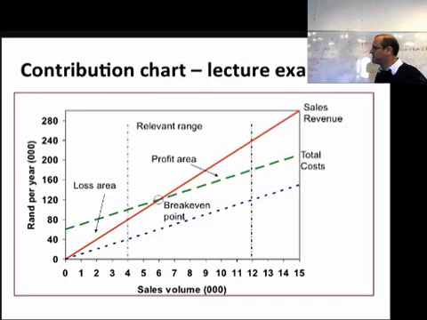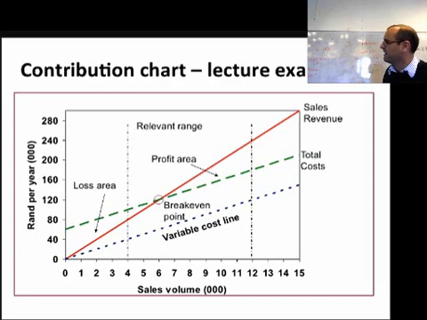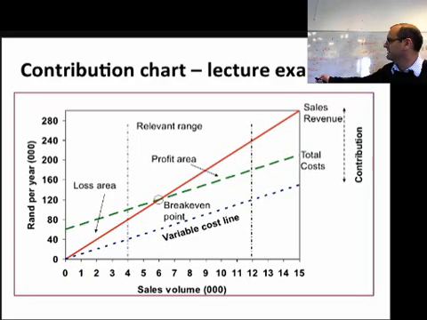Okay, guys, the next chart that we have is what's called a contribution chart. Essentially it's similar to the break-even chart. We have our sales revenue, we have our total costs, but now we're also going to put in a variable cost line. Because we're talking about contribution, we're not really worried about fixed costs, so we haven't included fixed costs on here. Essentially, the difference between sales revenue and variable costs is going to be my contribution. Once again, I can show my break-even point where my sales intersects my total cost.